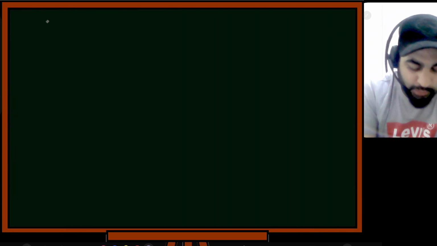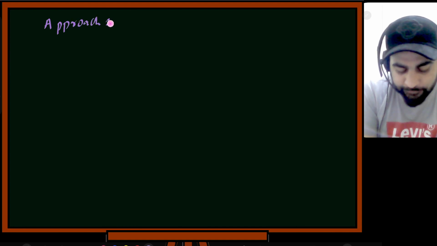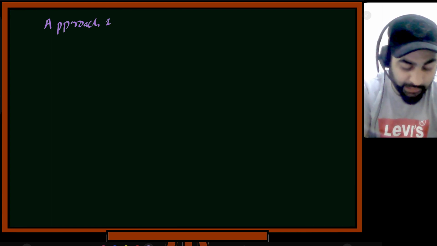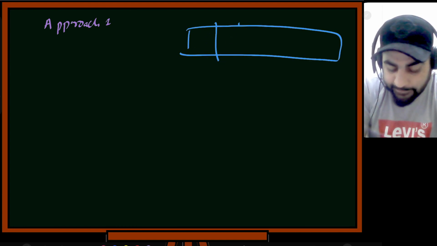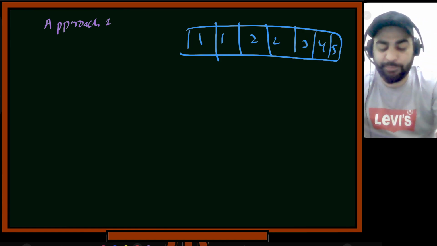Okay, so take an array. Let's suppose this is approach 1. Let's suppose we have an array like this: 1, 1, 2, 2, 3, 4, and 5. Let's suppose this is our array. So tell me your approach now.